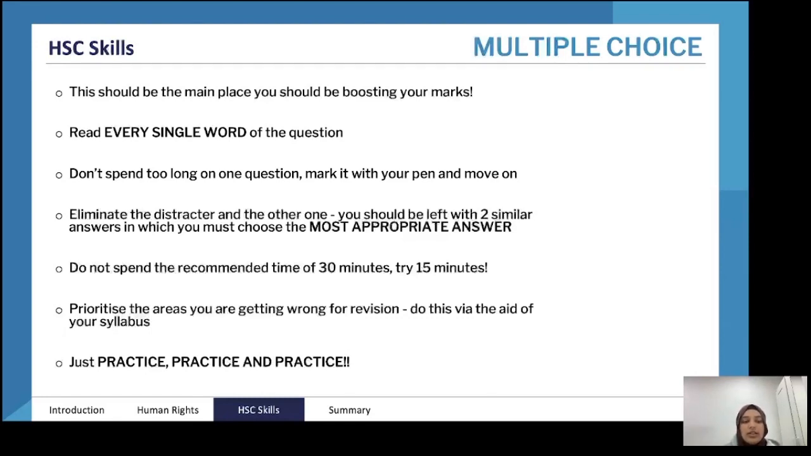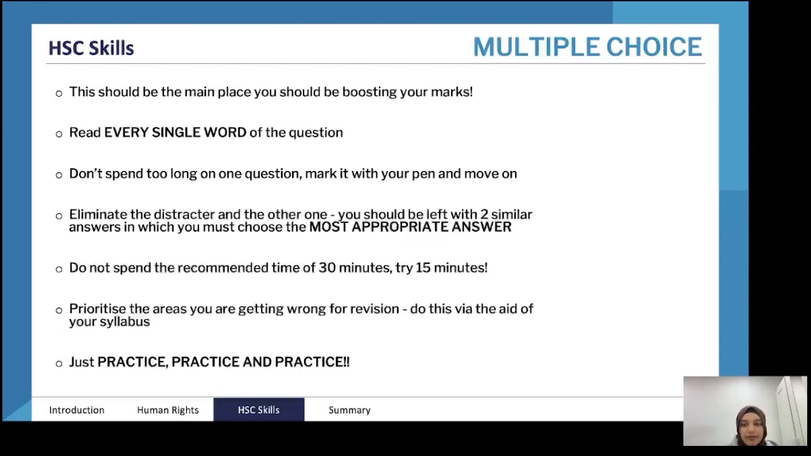So you can do this via the aid of your syllabus. Literally print out your syllabus or have your syllabus online and highlight everything that you don't feel comfortable with, and then prioritize those in accordance to what you struggle with the most. You can also do that via your past assessments and exams, where you feel like you haven't gotten enough marks, or you haven't been able to excel. Those are the areas that you want to focus on.